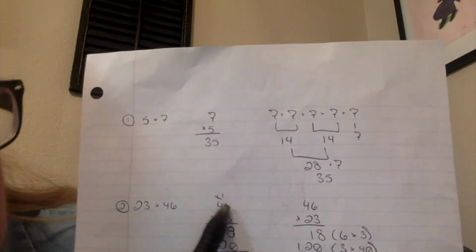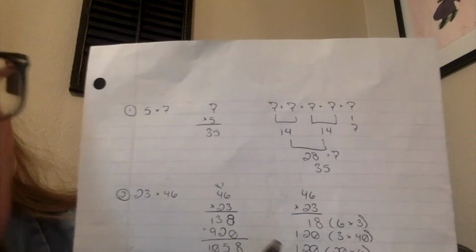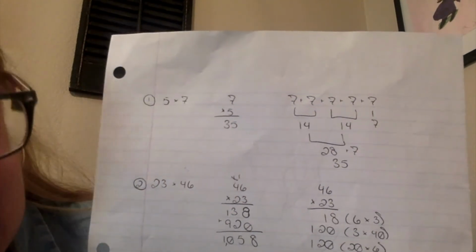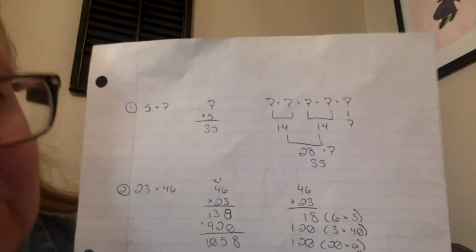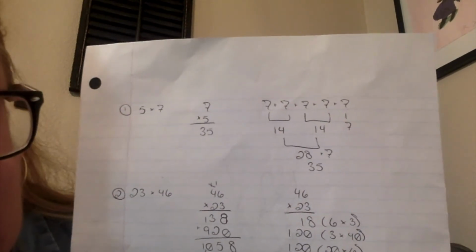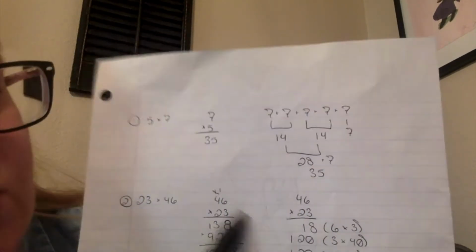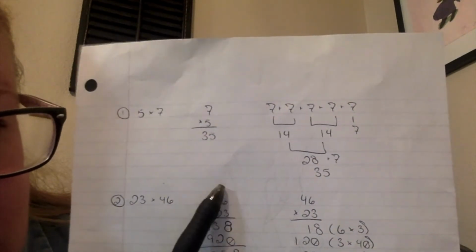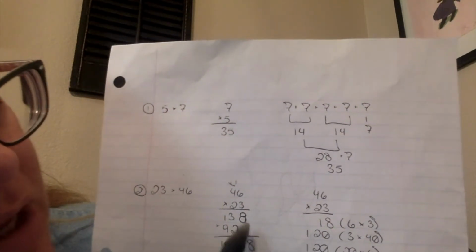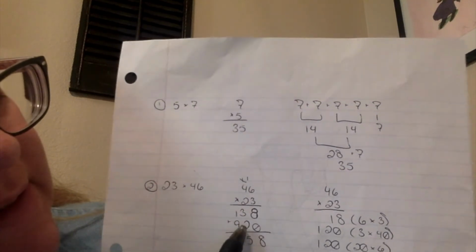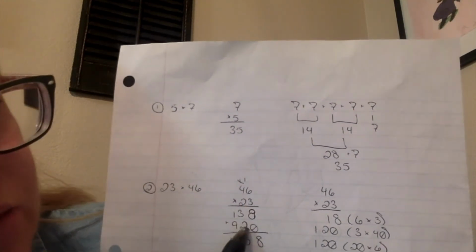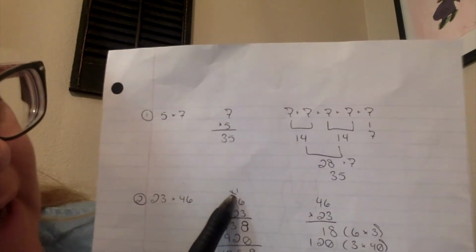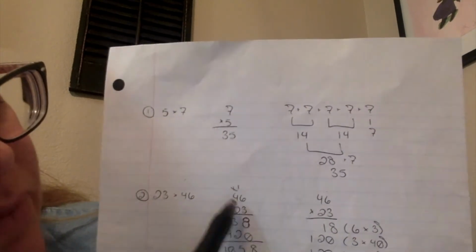2 times 6 is 12, so I put my 2 in the tens place, carry my 1. I crossed out the 1 from the previous step because if you don't, more than likely you will forget which one goes with what and you might add it twice, and that will obviously change your answer. So it's best to just cross out those carry digits when you're done with them. So again, 2 times 6 is 12, but now I'm dealing with the 2 in the tens place. So I put my 2 from the 12 in the tens place. I carry my 1.